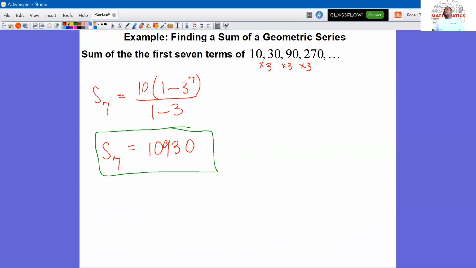And so again, let me remind you here that A1 is 10. This has a common ratio, R, not D, R. D is for arithmetic, R is for geometric. Okay, so A1 is 10, R is 3.